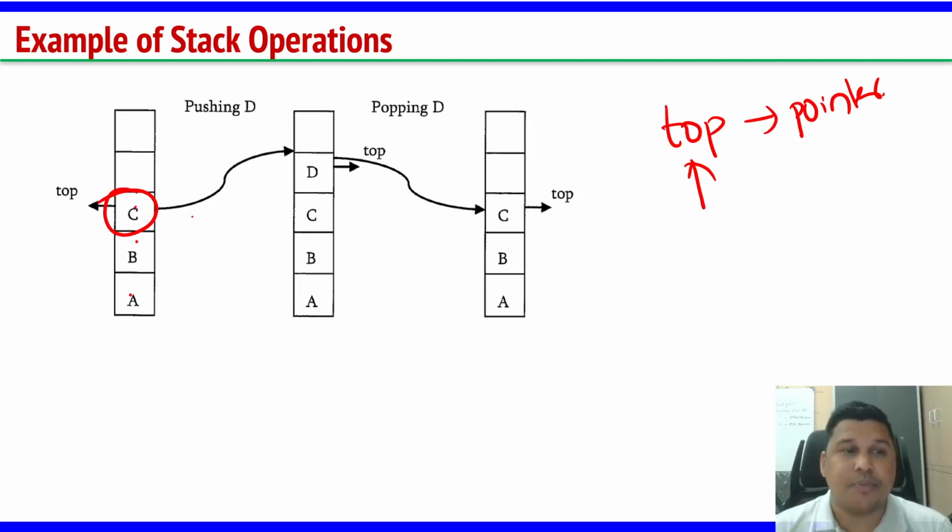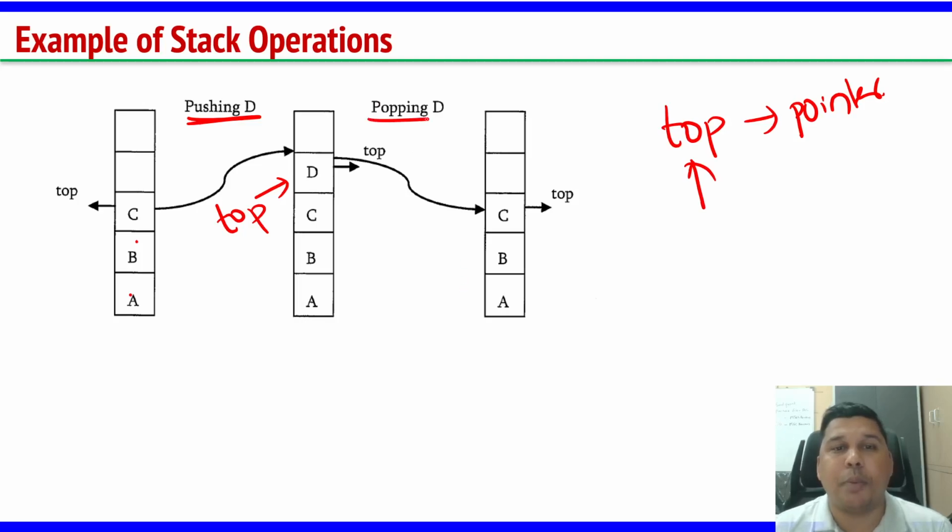So in this, if there exists a stack like this, I am doing a push operation with a D. So D comes here. See, D is inserted into the stack. Now my top changes to D. See, my top has changed to D now. This has become my top.